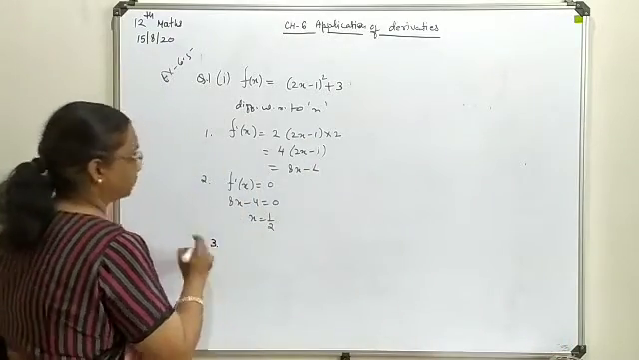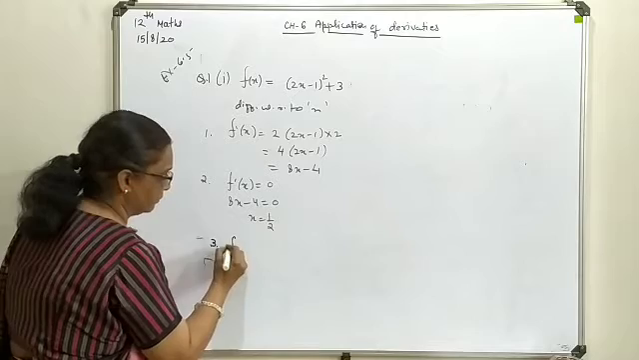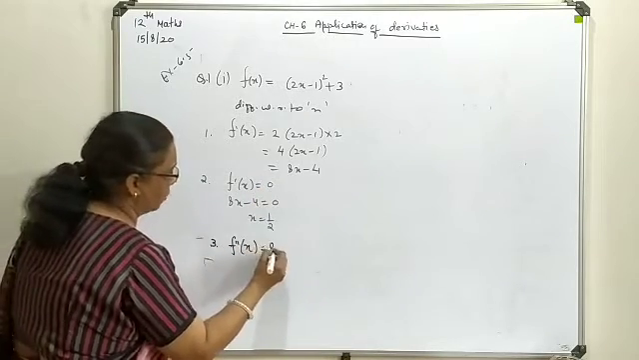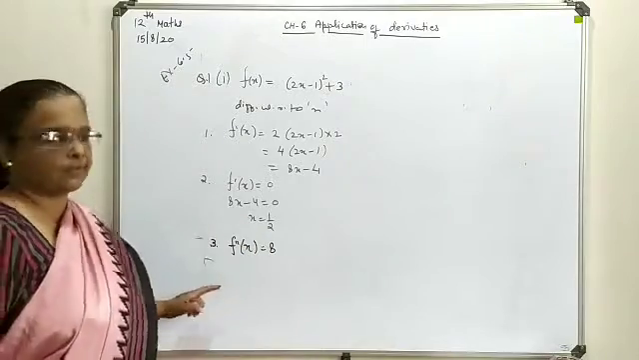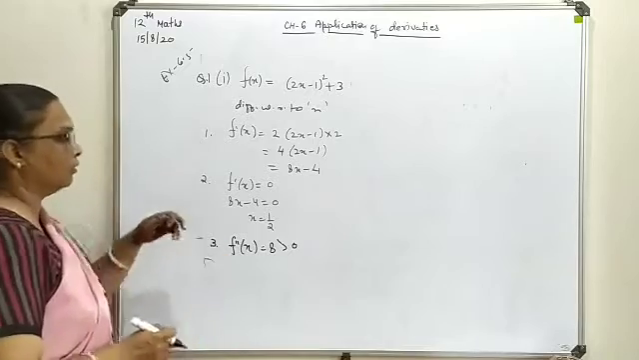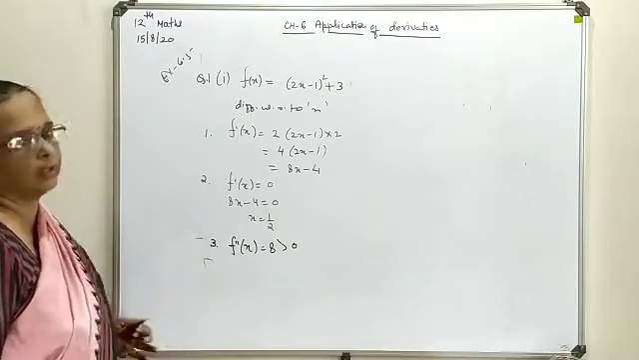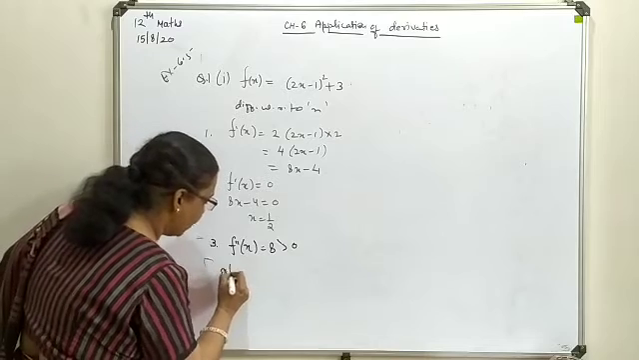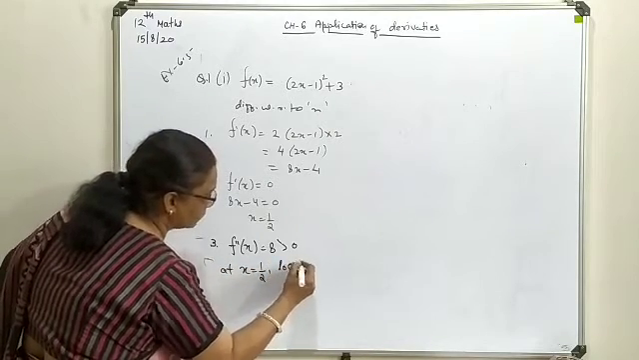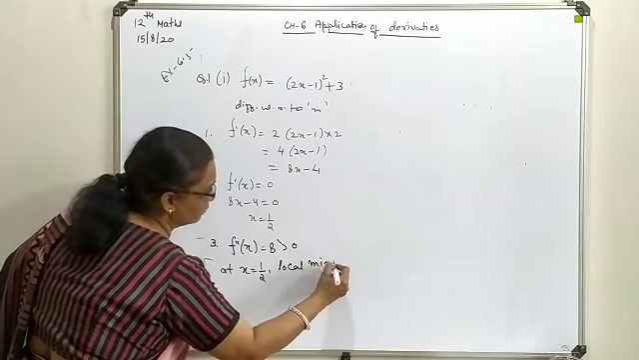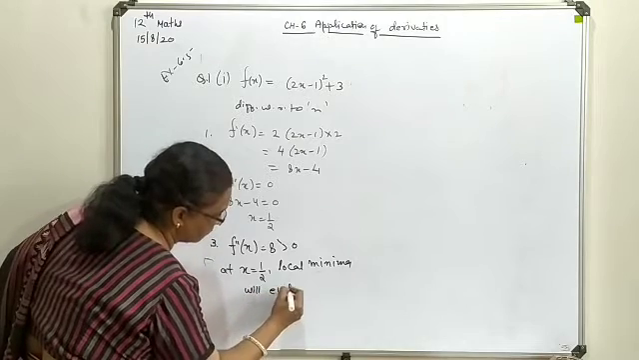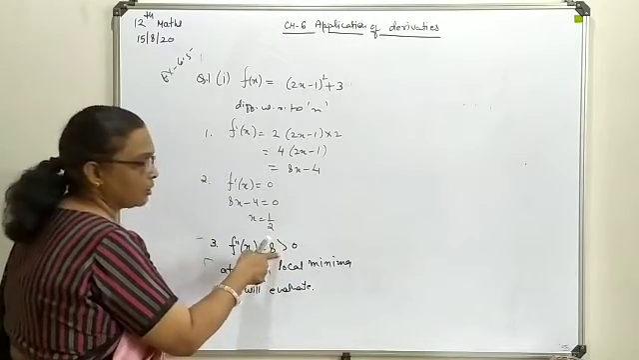Third step, the second derivative. Differentiating this gives 8 only. It is independent of x, meaning it is a positive quantity. So for the value of x you have evaluated, you can conclude about the solution. You can say that at x is equal to 1 by 2, a local minimum will occur because of this greater than 0 sign.